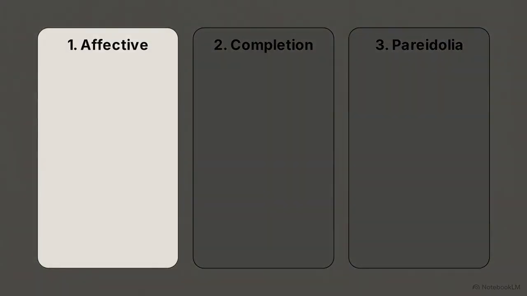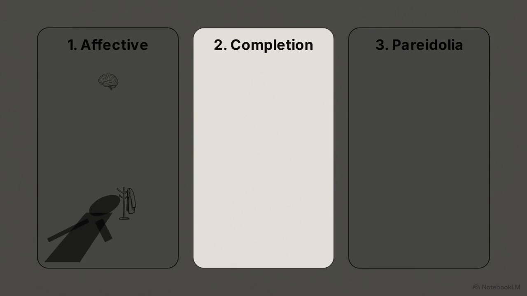The first column details affective illusions. These are directly driven by heightened emotional states, primarily fear and severe anxiety. A highly anxious patient lying in a dark room might perceive a shadow cast by their coat as an intruder approaching their bed. The intense fear overrides accurate sensory processing.